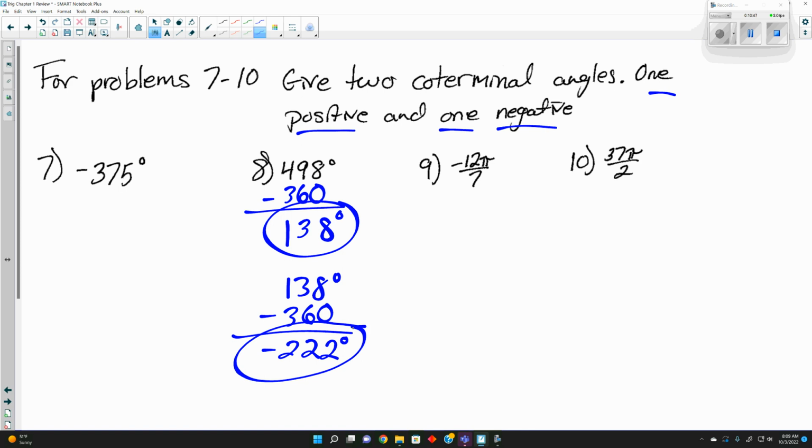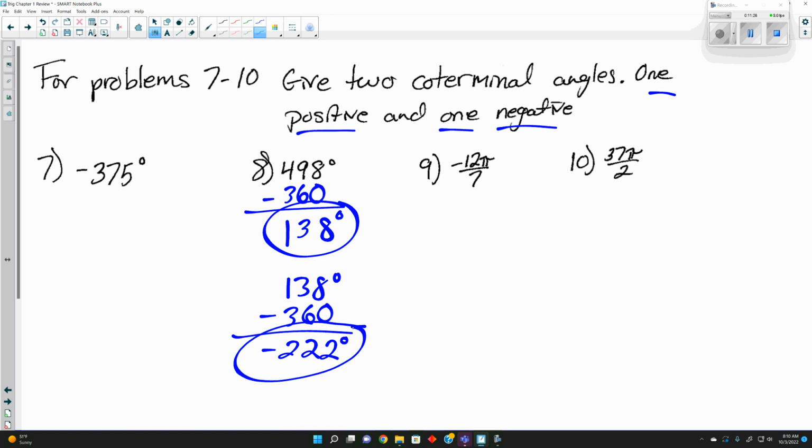So for some, it could be, especially if the angle is already between 0 and 360, to get one positive, one negative, we'll have to add 360 and then subtract 360 from the original angle. Here, since it was bigger than 360, we could subtract it and subtract it. For like negative 375, well, we could add 360 to it, get negative 15, add 360, and then get to 345, I believe. And that would be negative 15 and 345 would be our two angles.